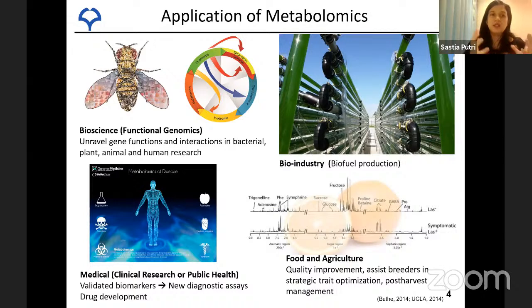So I would just like to name a few of the examples that we do in our laboratory, in Fukusaki Laboratory in Japan. It can be, for example, to understand the gene function and interaction in bacterial, plant, animal, or human research. It can also be for clinical research where we develop new diagnostic assays, or we could assess the effect of drugs to the outcome of a particular disease. And we could also have the application for bioindustry.